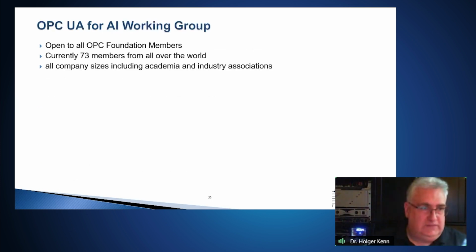So just a little report on what we're doing in the AI working group. Today, we have 73 members. It's open to all the OPC Foundation members. If you really want to influence this area, then maybe that may be a reason for you to actually become part of the OPC Foundation and collaborate with us. We also have really members from all kinds of organizations from all over the world. So from small companies to large enterprises, including folks from academia.